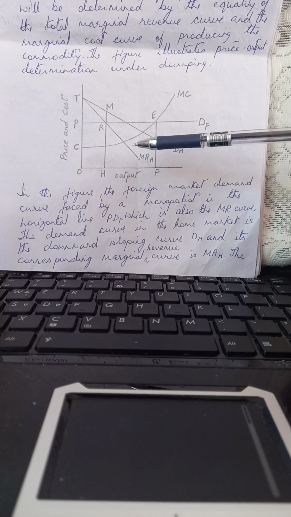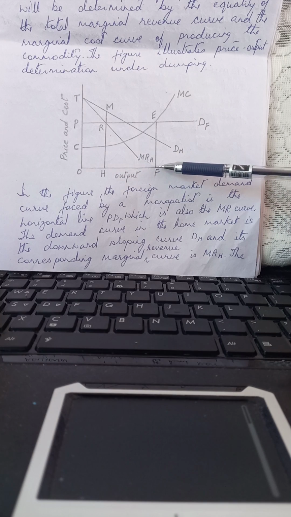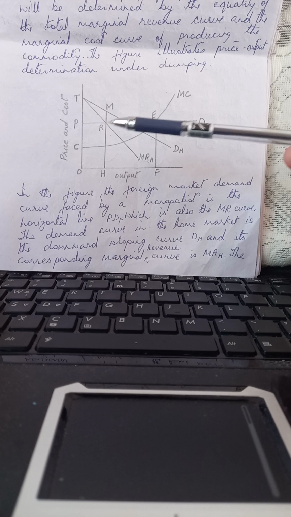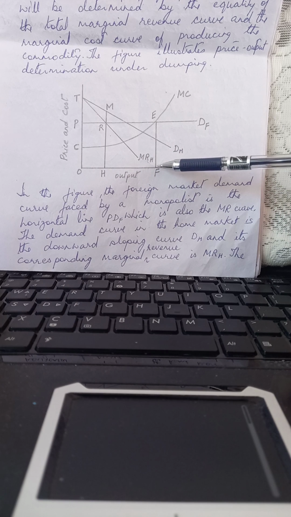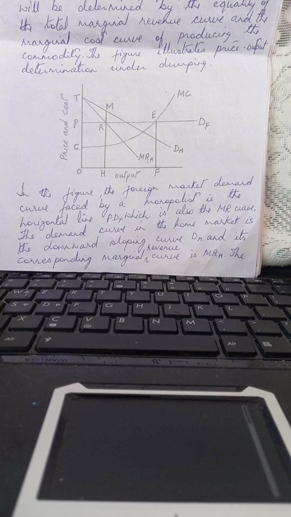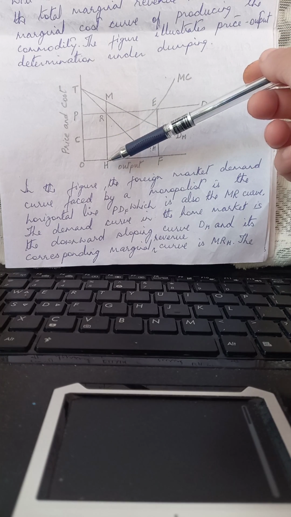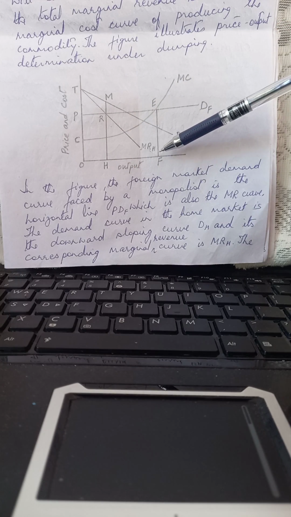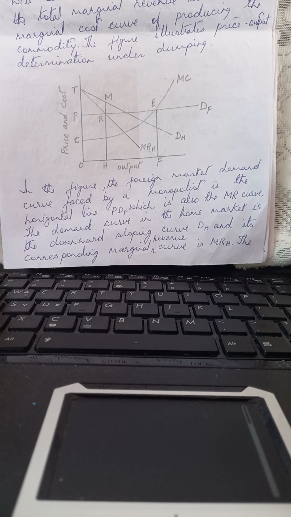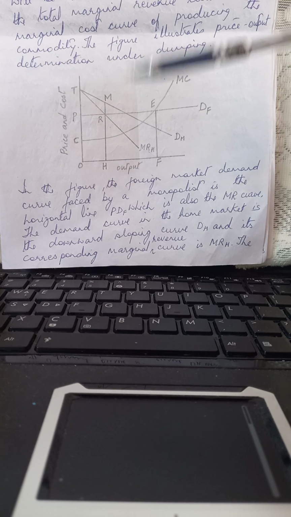So this monopolist sells this much at home and this much in the foreign market. Same good, same product. The only difference is that he sells this much at home at the price HM and this much outside in the foreign market at the price EF or OP. Which means he sells OH output at HM price at home and HF output at EF price in the foreign market. That means he offers less goods at a higher price in his domestic country and more goods at a lower price in the foreign country.